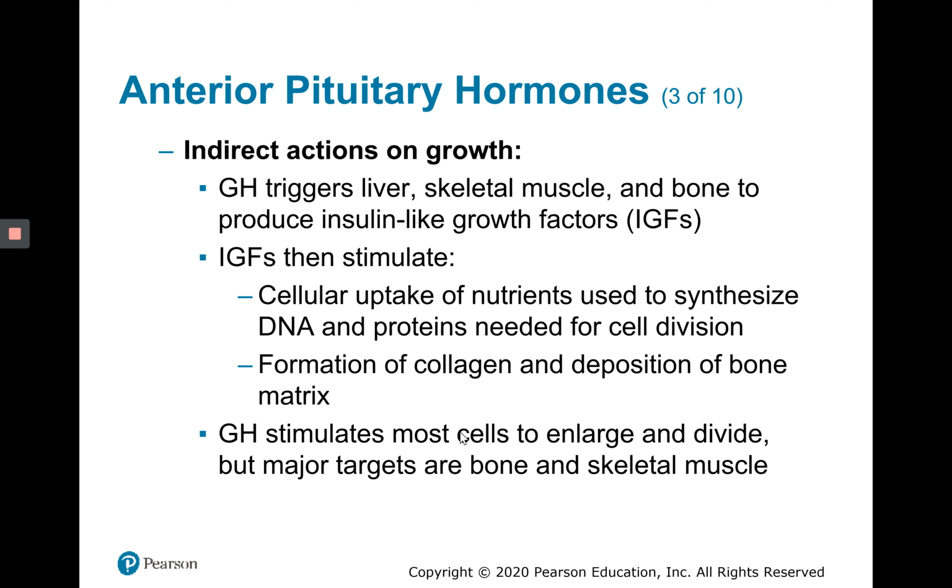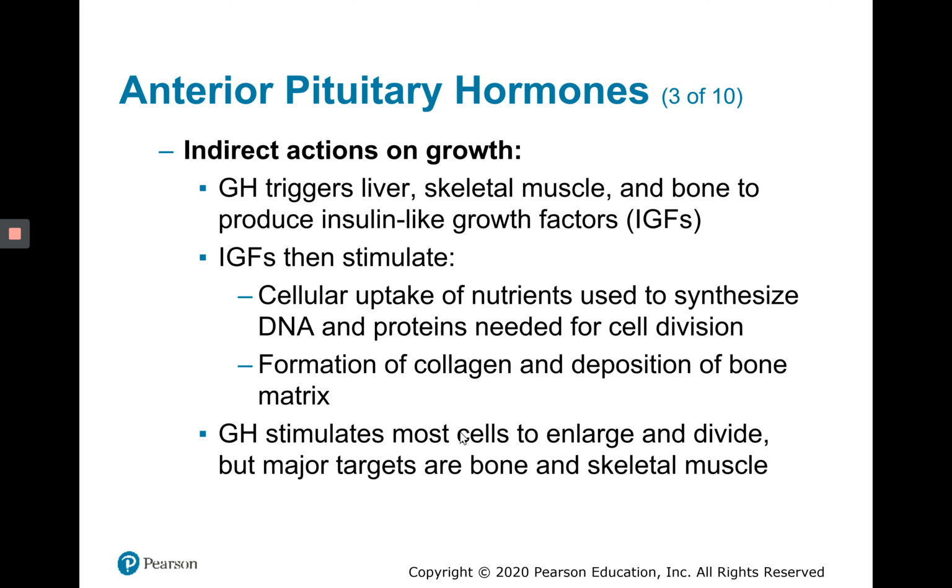The indirect actions on growth are probably the ones you thought of first, where growth hormone is going to trigger the growth of bones and muscles. But growth hormone triggers the liver, skeletal muscle, and bone to produce IGFs or insulin-like growth factors. The reason that this type of growth is indirect from growth hormone is because it's actually the insulin-like growth factors, or IGFs, that stimulate the cellular uptake of nutrients used to synthesize DNA and proteins needed for cell division in these organs, specifically bone and muscle.